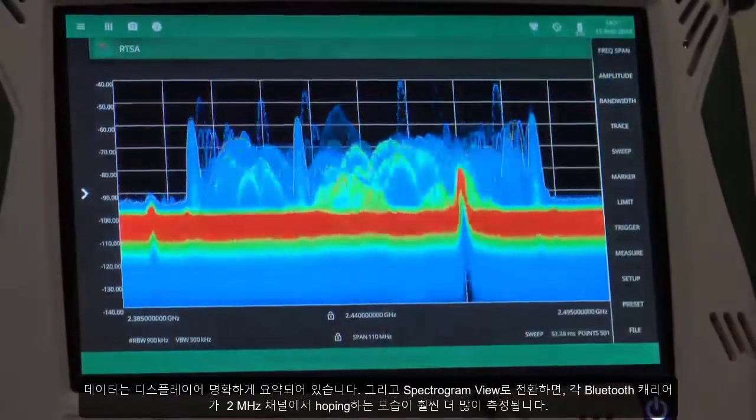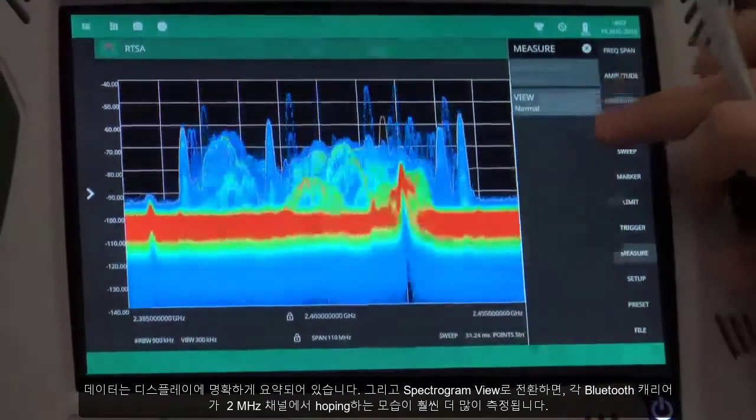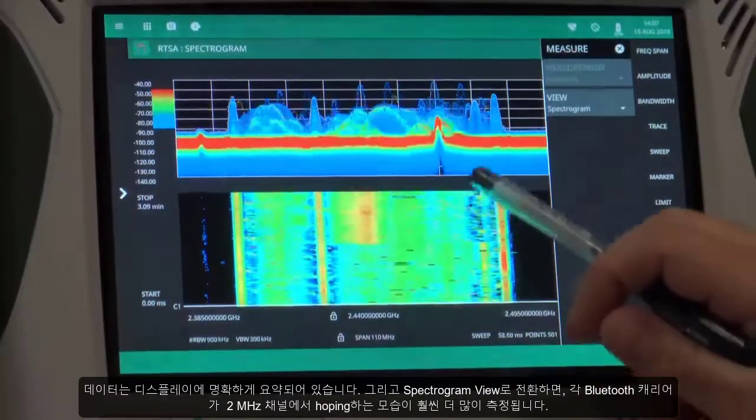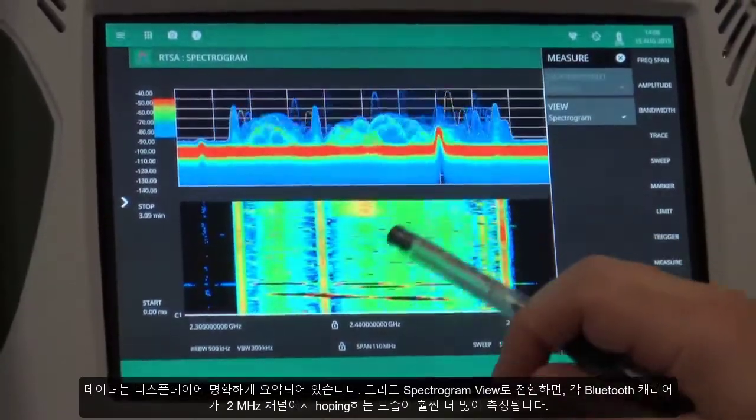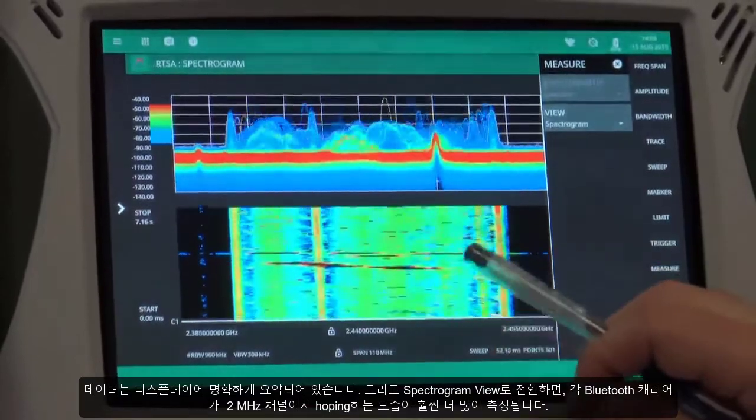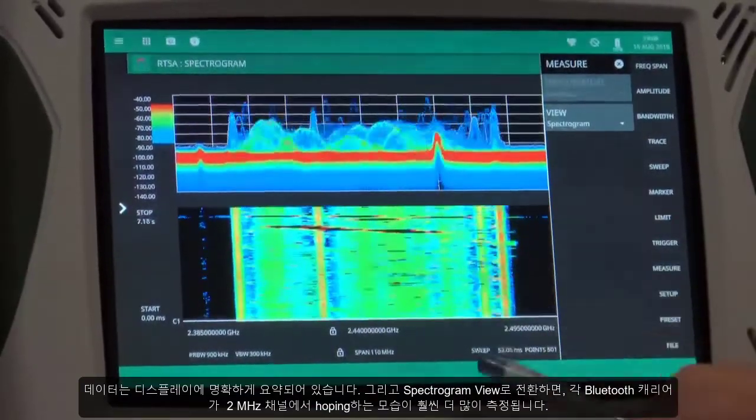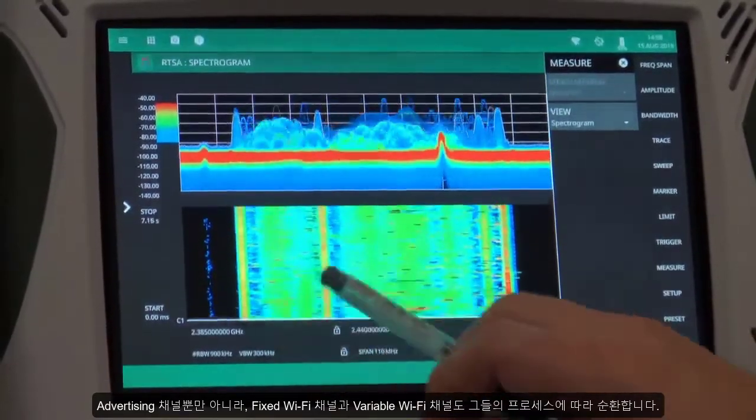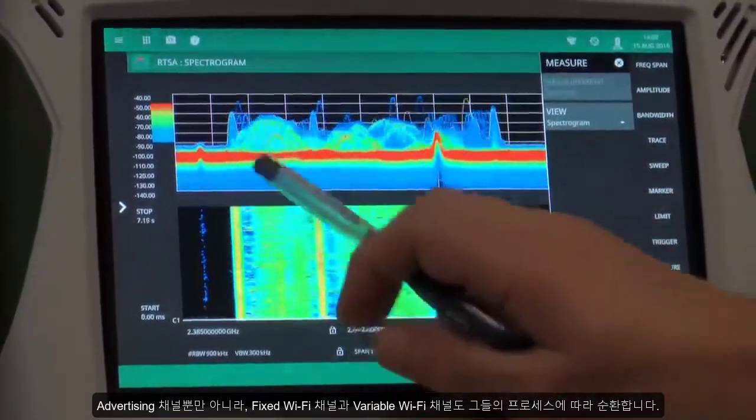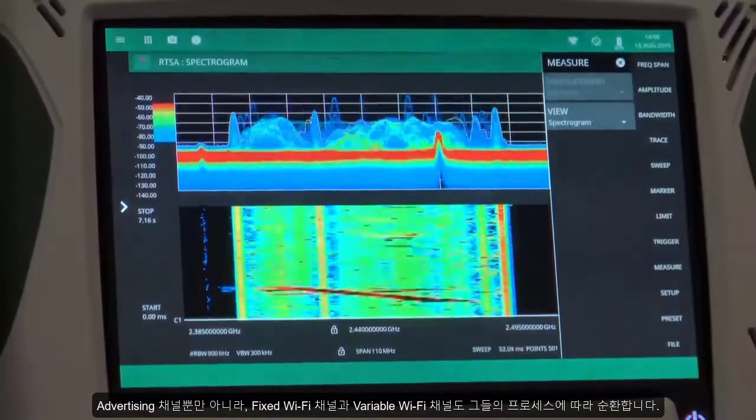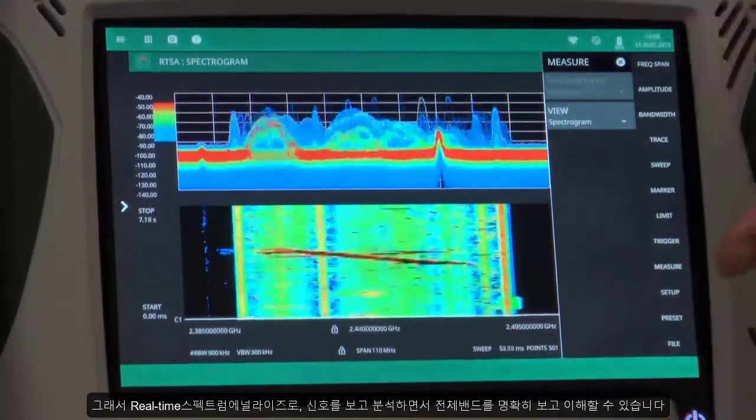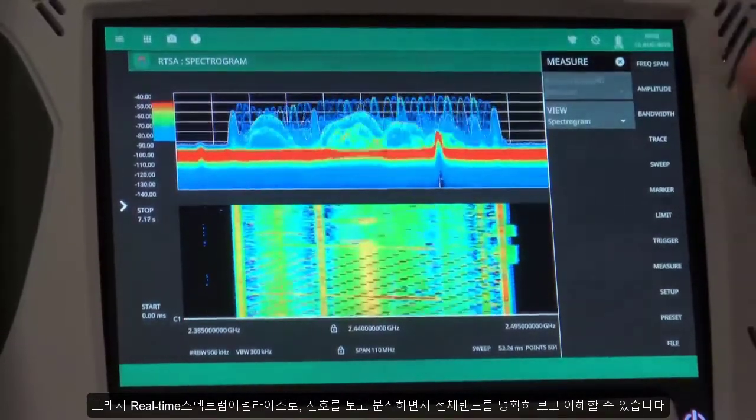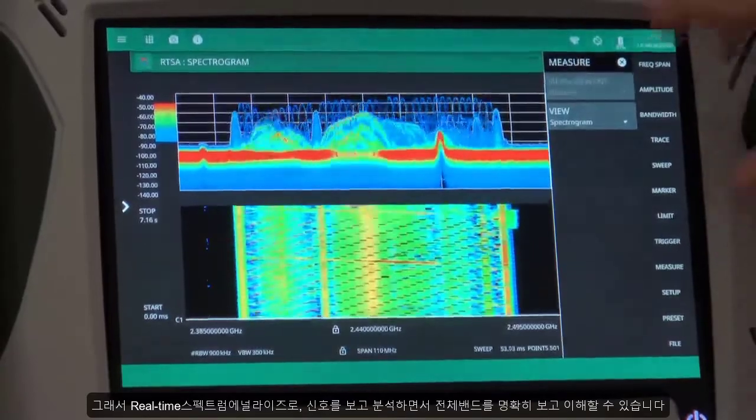The data is clearly summarized in the display, and if I switch to a spectrogram view, I can see even more of the information where each of the different Bluetooth carriers, as they move through the channels, are shown clearly here, bouncing in their 2 megahertz channels, as well as the advertising channels as they cycle through their process, and then the fixed Wi-Fi channels and the variable Wi-Fi channels as well. So with the real-time spectrum analysis capability, I'm able to clearly read and see the full story of the band as I go through and analyze the signals.